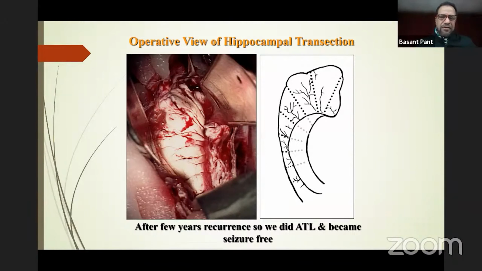Most of the time, if it is an epileptic hippocampus, an epileptic limbic system, then these are already dysfunctional most of the time.